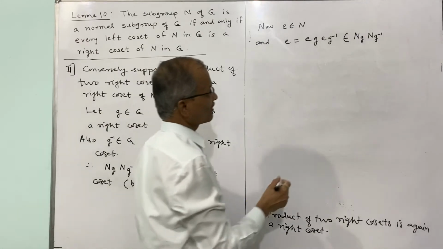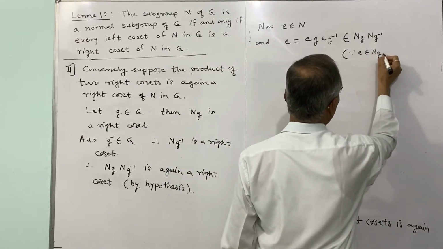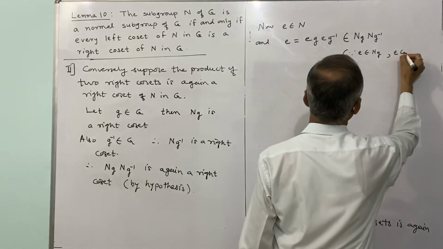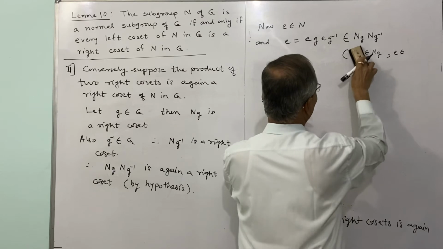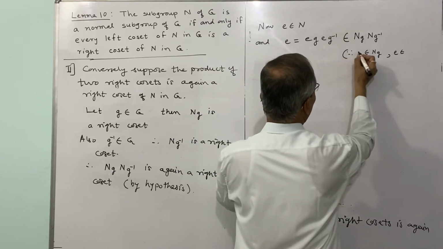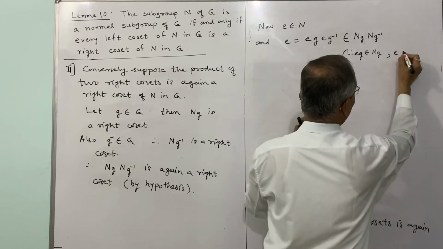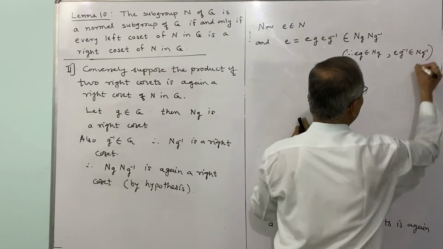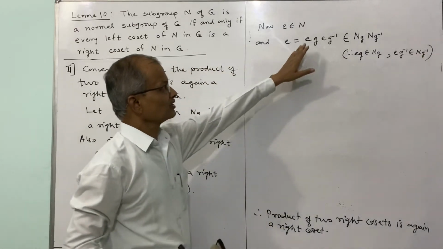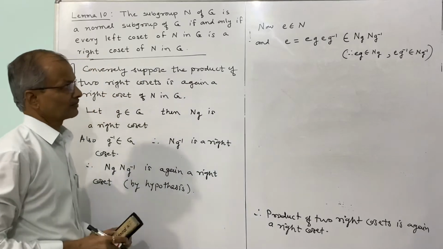Since we may write, E belongs to N, so not E but EG, EG belongs to NG, and EG inverse belongs to NG inverse. And therefore this composition or product belongs to NG inverse.